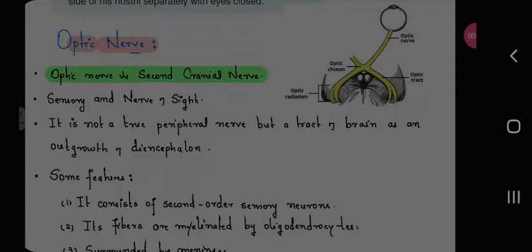Optic nerve, optic tract, optic chiasm, optic radiation. Optic nerve is the second cranial nerve, sensory and the nerve of sight. It is not a true peripheral nerve but a tract of the brain, as an outgrowth of the diencephalon.